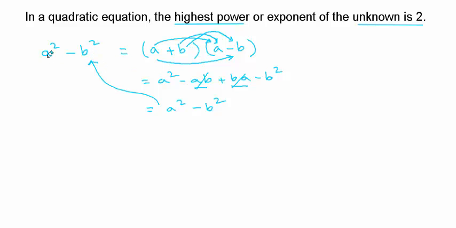Similarly, if you replace a and b with x and y, you have (x plus y) times (x minus y) is equal to x squared minus y squared. You can use this formula in solving certain types of quadratic equations.